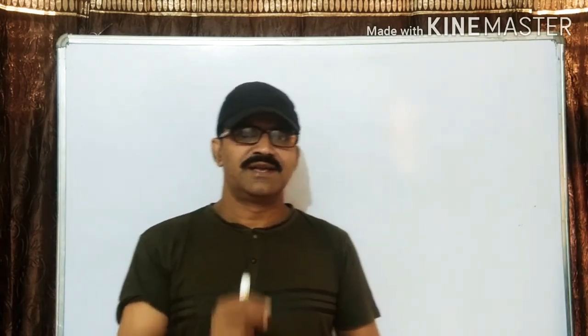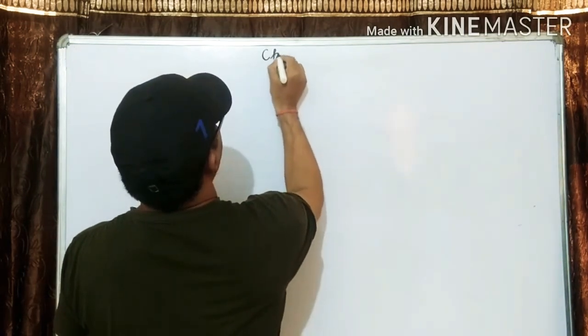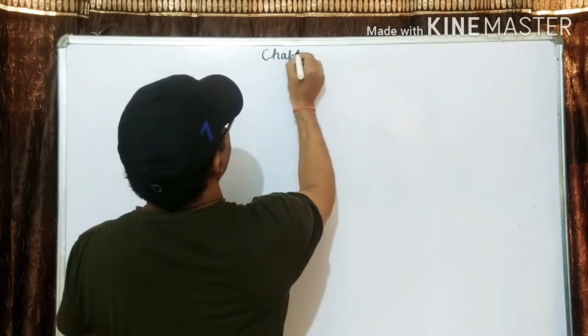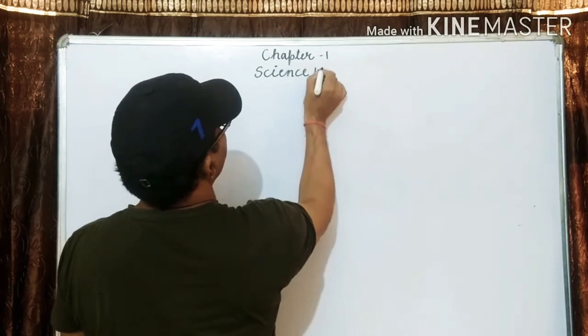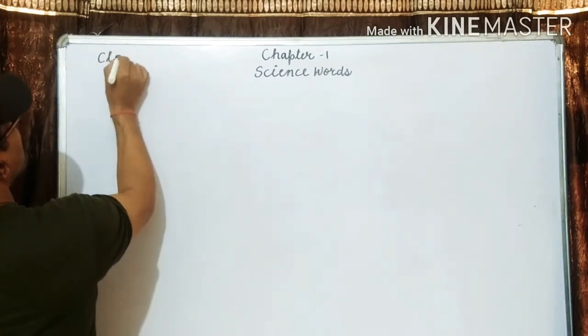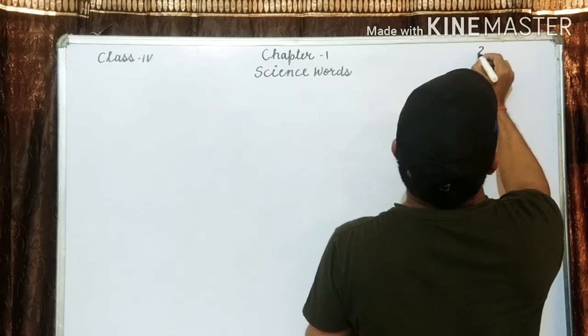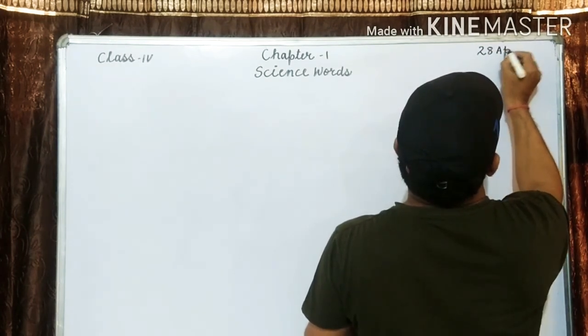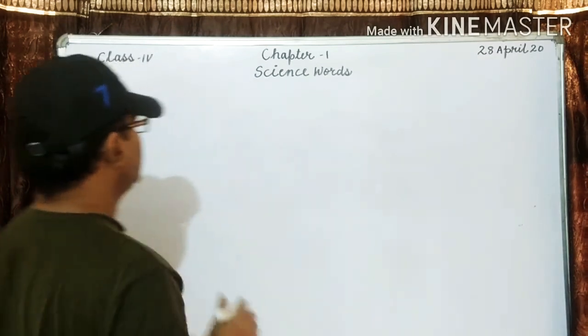Today we will discuss science words that are given at the end of the chapter. Today we will discuss chapter 1 science words. Which chapter? Chapter 1. Science words, class 4th, date 28 April 2020. First word is habitat.